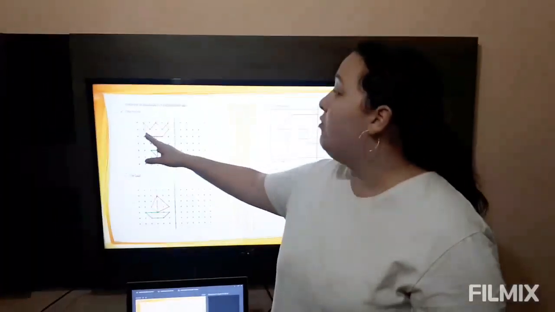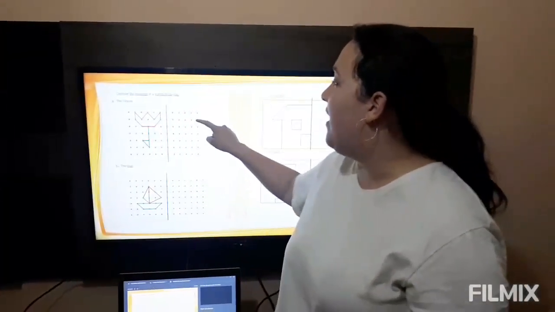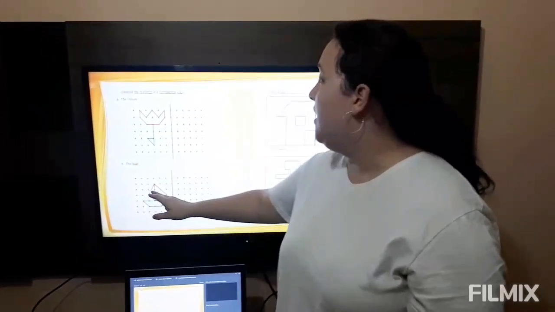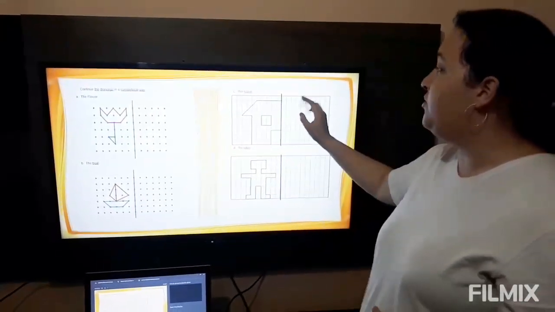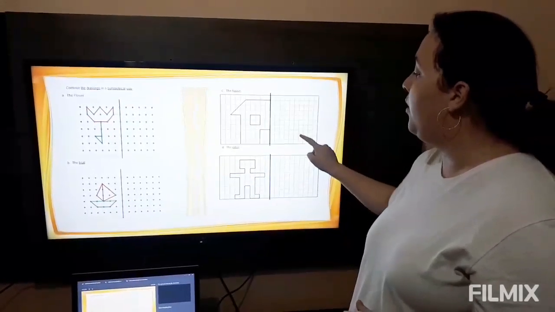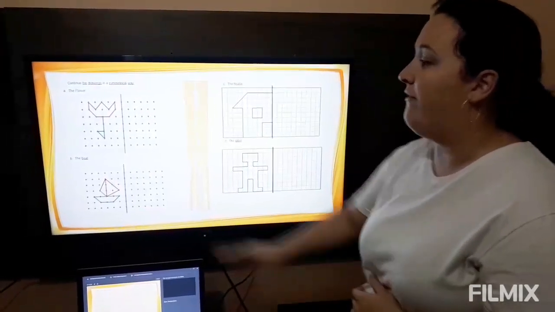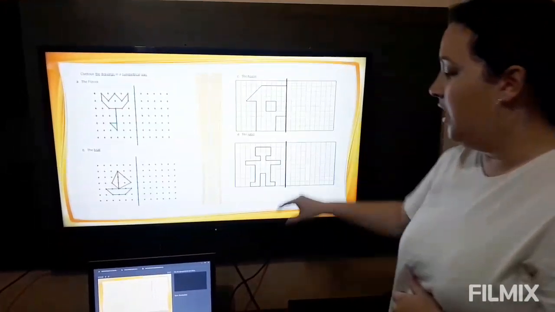You are going to continue the drawing. So you're going to make the flower. They have to be similar. The boat, okay? And over here, you are going to continue. So you're going to make only one drawing, okay? So you have the flower, the boat, the house, and the robot.